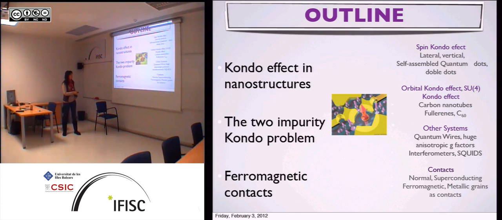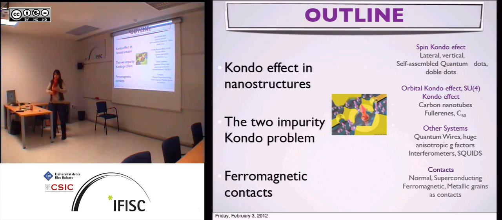And the contacts can be normal, superconducting, ferromagnetic. Also, instead of big reservoirs of electrons, we can attach some metallic grains with some electron interaction inside as contacts. With this list, I just wanted to tell you that the Kondo effect is now studied in many different systems. Before it was just studied in metals with magnetic impurities, but now there are plenty of systems in which you can study the Kondo effect, and these systems are handmade.